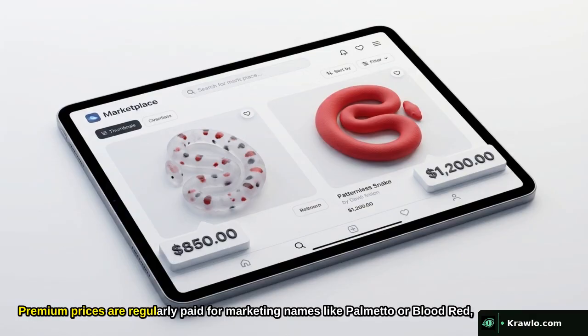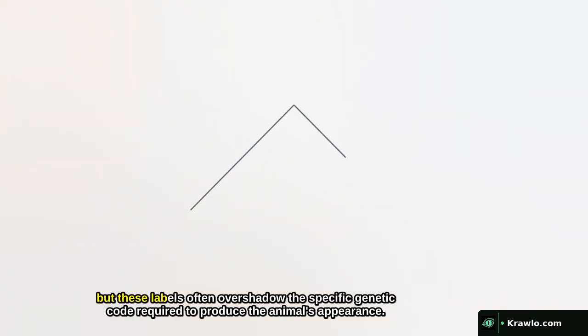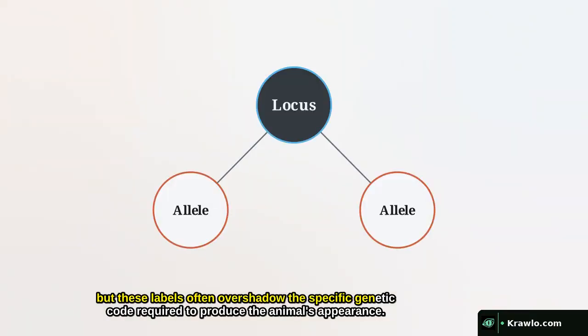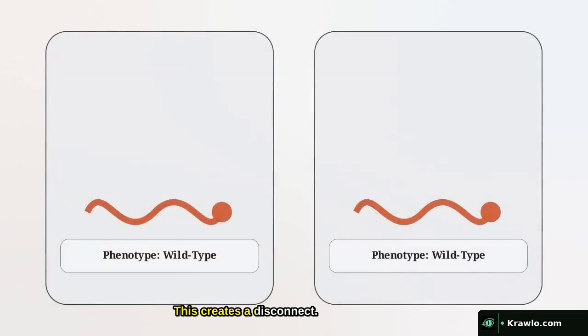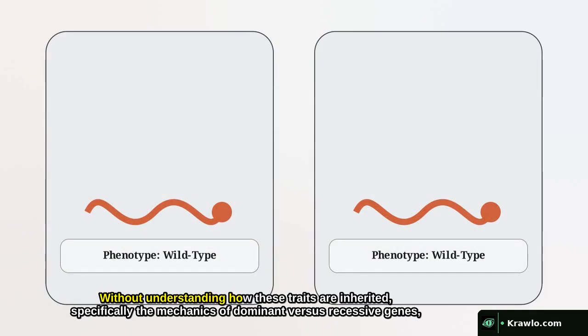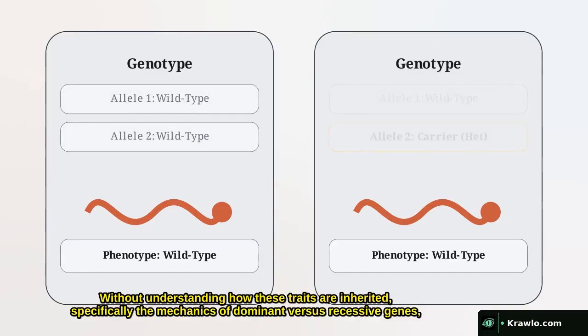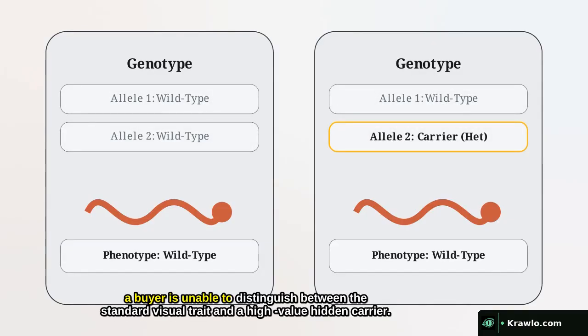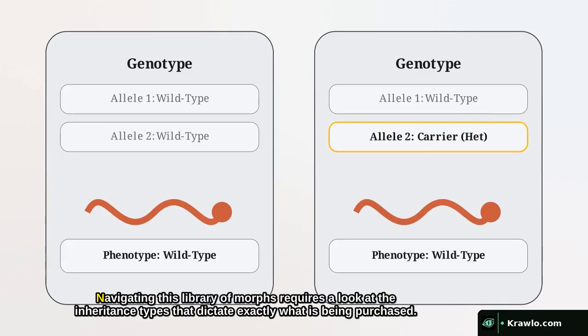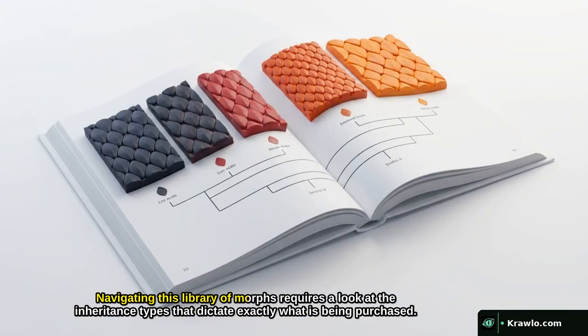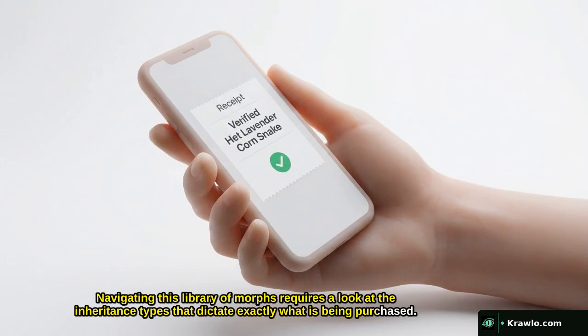Premium prices are regularly paid for marketing names like palmetto or blood red, but these labels often overshadow the specific genetic code required to produce the animal's appearance. This creates a disconnect. Without understanding how these traits are inherited, specifically the mechanics of dominant versus recessive genes, a buyer is unable to distinguish between a standard visual trait and a high-value hidden carrier. Navigating this library of morphs requires a look at the inheritance types that dictate exactly what is being purchased.